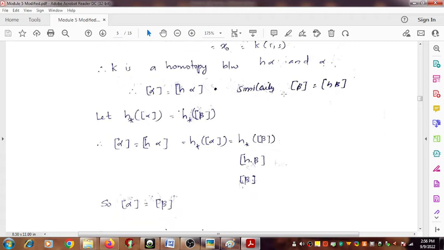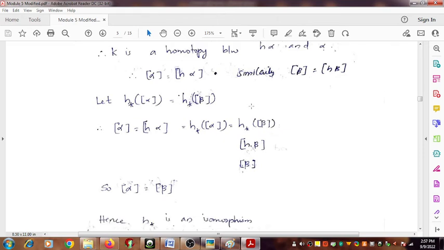And thus, in a similar way, if β is another loop present in the given space X, and the corresponding [β] is present in the first fundamental group, we get that [β] = [h∘β]. And now we assume that h*([α]) = h*([β]). So for these two, next we proceed with two members of the first fundamental group, [α] and [β].